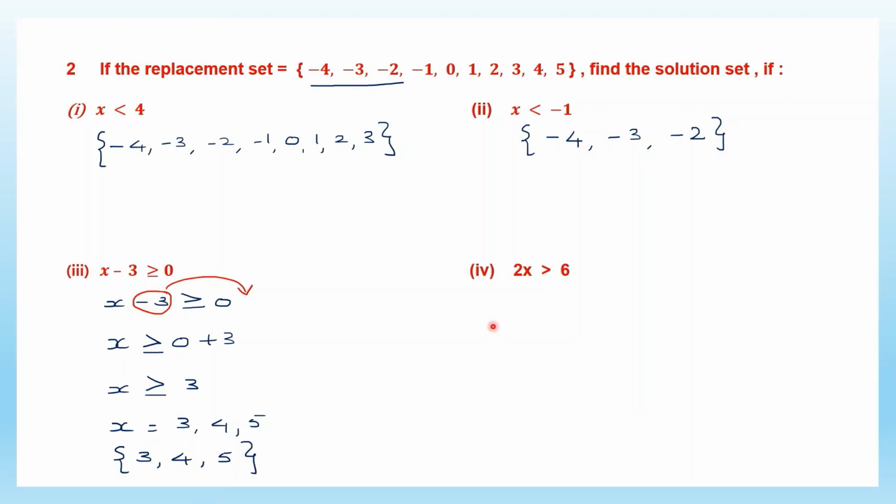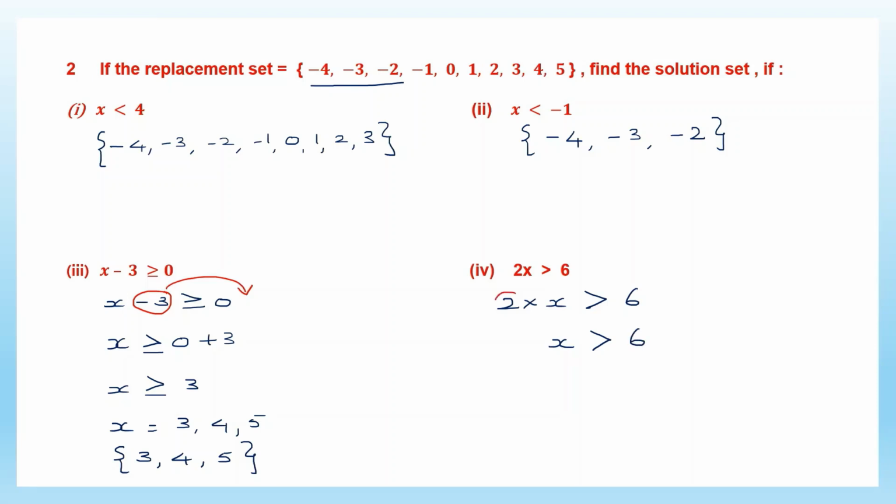Now let's go to the next question. 2x is greater than 6. Again, we need to find the value only of x. So we need to remove 2. So let's use the transposing method again. So this is 2 into x. 2x is 2 into x is greater than 6. I need only x here. Let's put the same symbol. We'll have 6 on the right hand side.